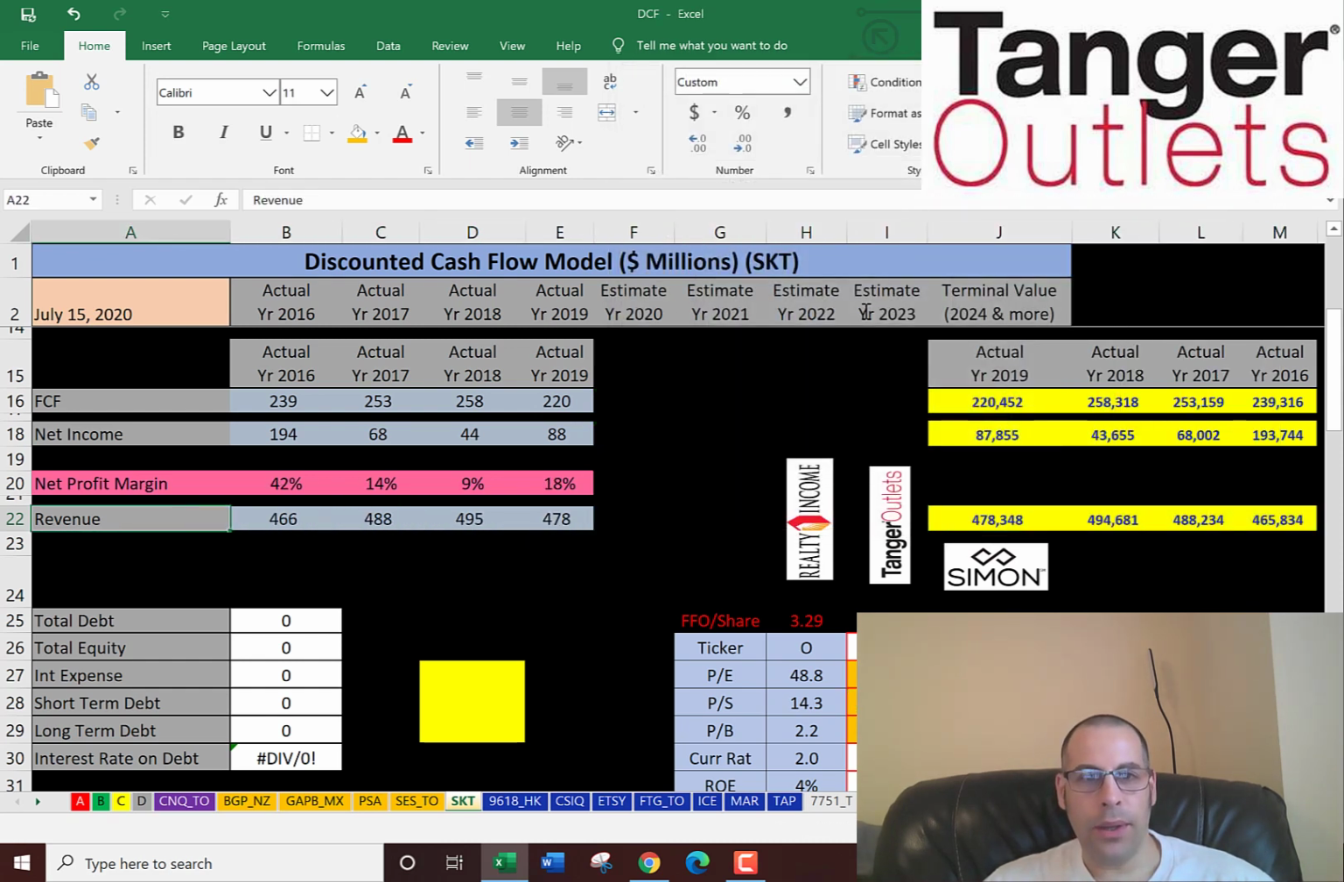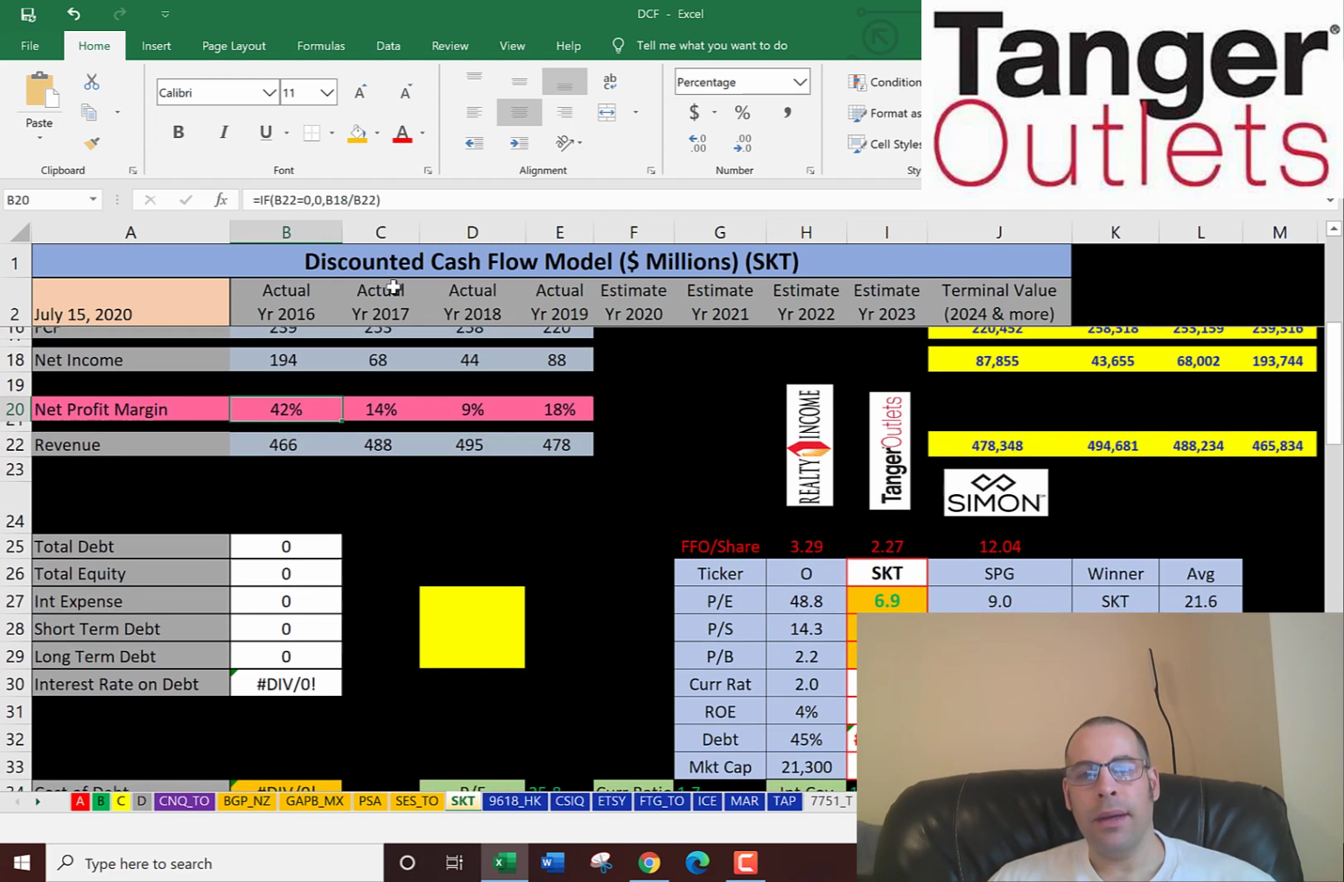And we want to take a quick look at the numbers. They look pretty consistent. The net profit margins are all over the place. And net profit margins are net income over revenue. It's how well you convert revenue into profit. They have 42% in 2016, which is great. Then it drops to 14. It drops to 9. Then it doubles to 18. So a lot of things going on in there.